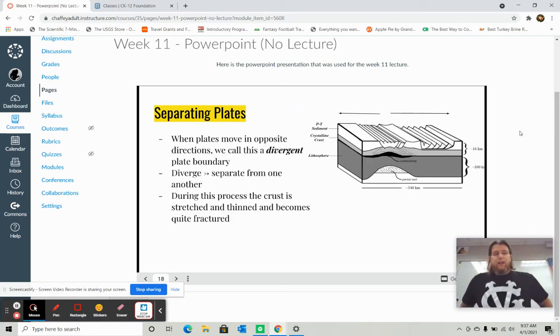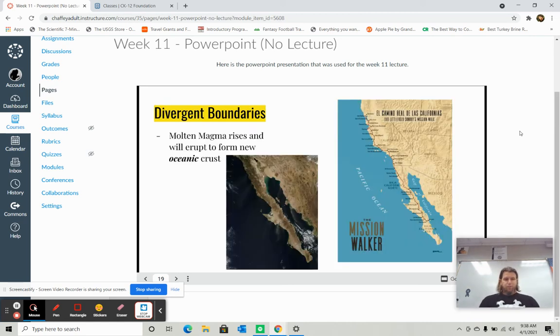So these separating plates, when the plates move in opposite directions, we call divergent boundaries. To diverge means to separate from one another. So these plates are separating, they're going away from one another. During this process, that crust is stretched and thinned and becomes very, very fractured. So you see a lot of faulting, a lot of mountain ranges and then basins. But this is the result of that being pulled apart. Think about pulling apart putty, and it would sort of sag in the middle. Essentially the same thing is happening here.